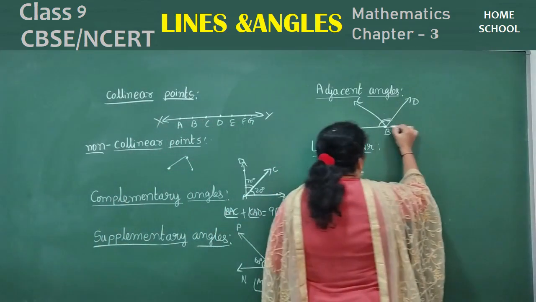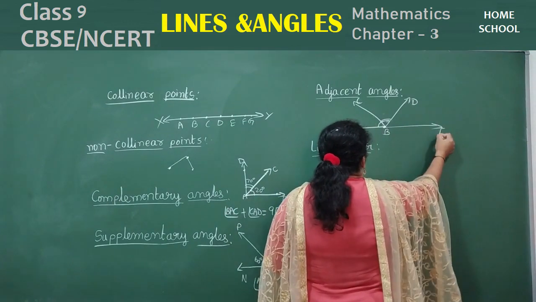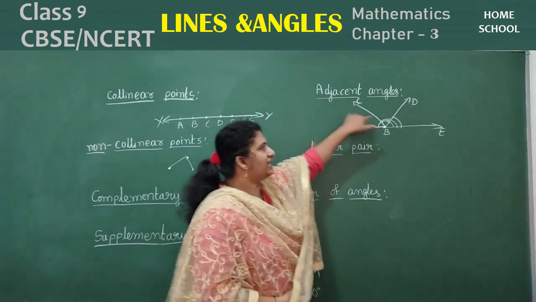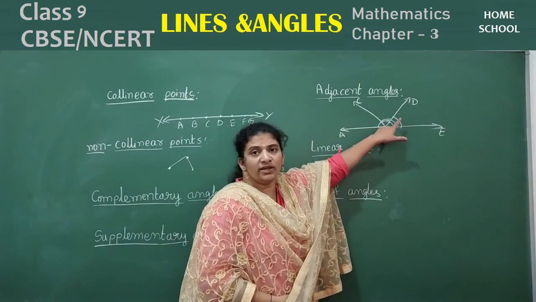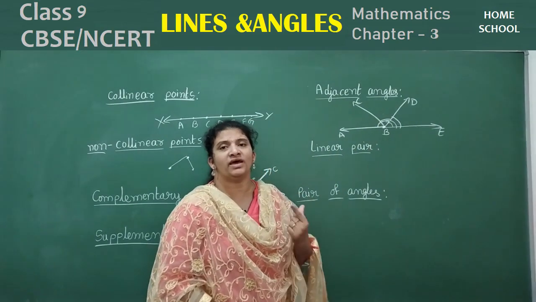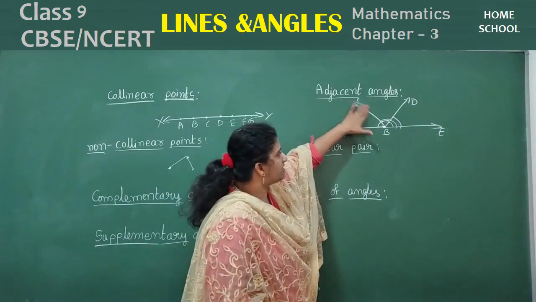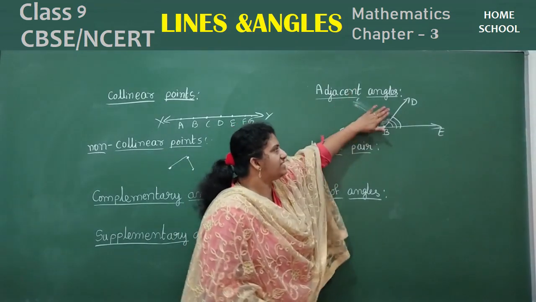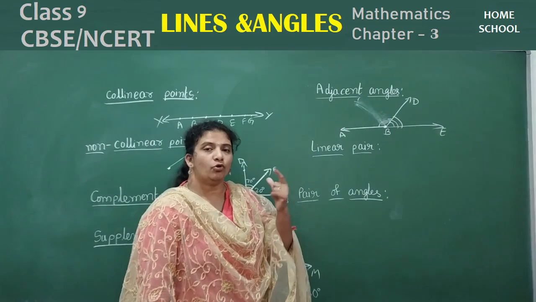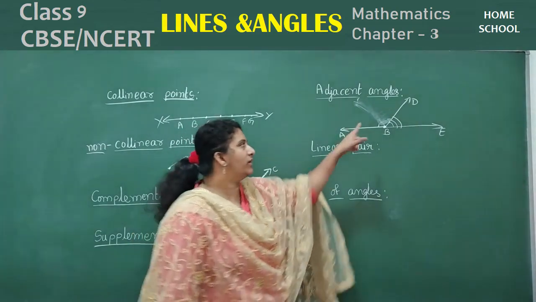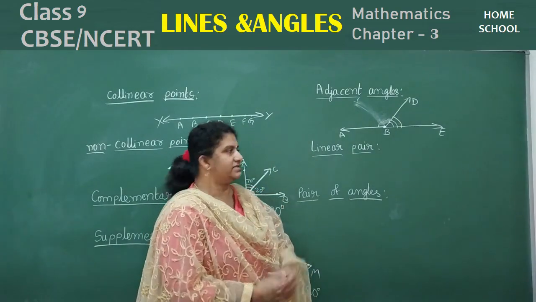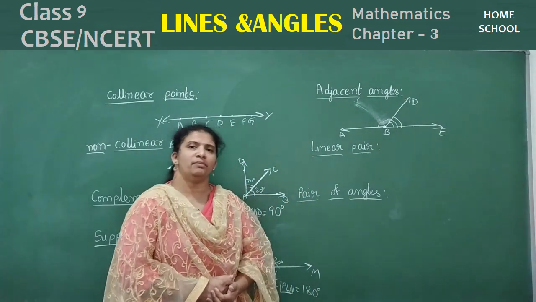Suppose I draw one more angle here, that makes E. Now look here. Is this angle adjacent to this? No, it is not adjacent. Why? The two angles should have a common arm. Suppose if this is missing, then I can say this angle is adjacent to this angle. Both the angles should have a common arm in between. Right, with examples we'll see next. So let's see the linear pair.